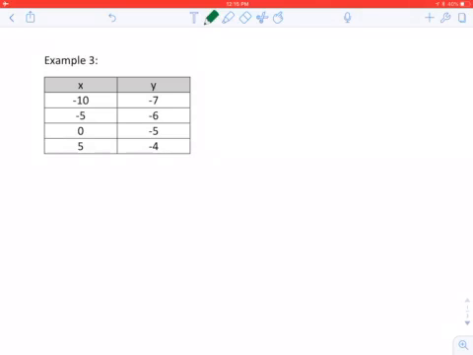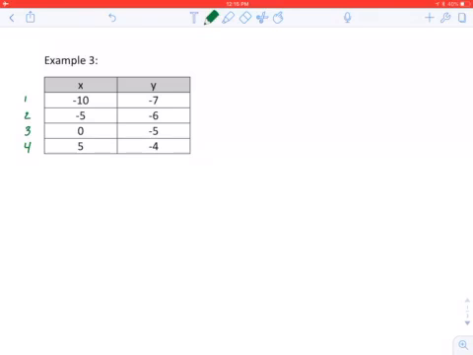In example 3, we have a table. Now a table is really just lots of ordered pairs, right? So in this table, we have an ordered pair here, -10, -7. Then we have an ordered pair here, -5, -6. Then we have an ordered pair here, 0, -5. And our last ordered pair is 5, -4. So we really have 4 different points.